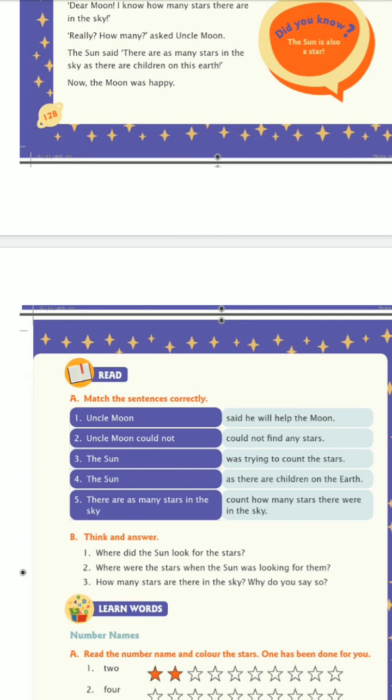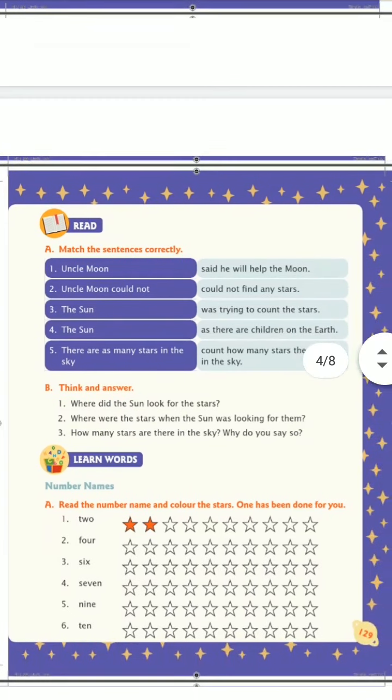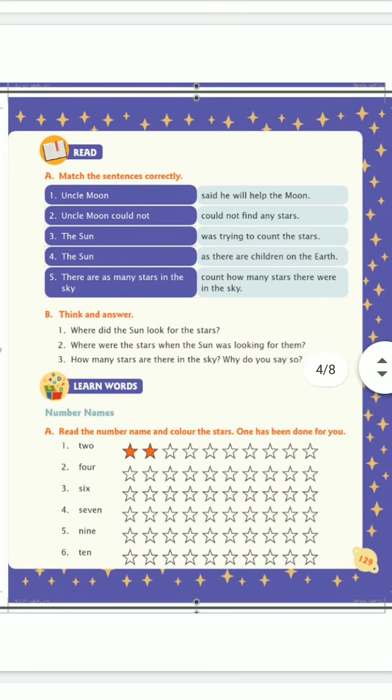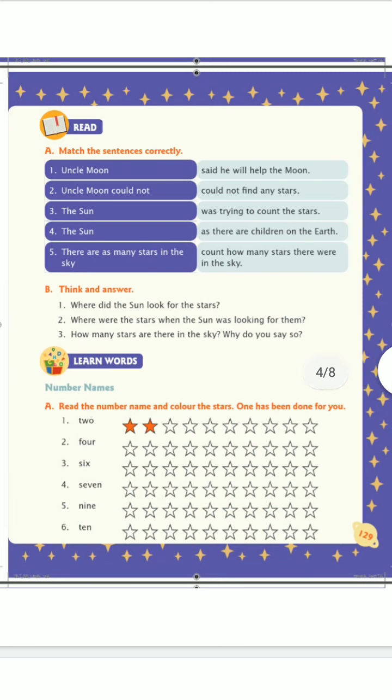Now we will have a look at the exercises portion related to this chapter. First one is the read part, in which A part says match the sentences correctly. There are some sentences given to us, one in the blue box and the other one in the sky box. So we will find out the correct sentences, then we will match them. First is Uncle Moon. Uncle Moon was trying to count the stars. We know that Uncle Moon was trying to count the stars, so we will match the first one with the third box. Second is Uncle Moon could not count how many stars there were in the sky. Second answer is the last box.